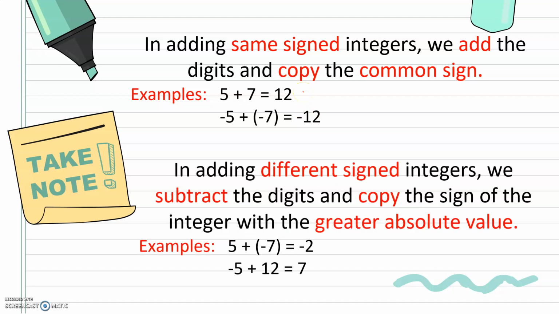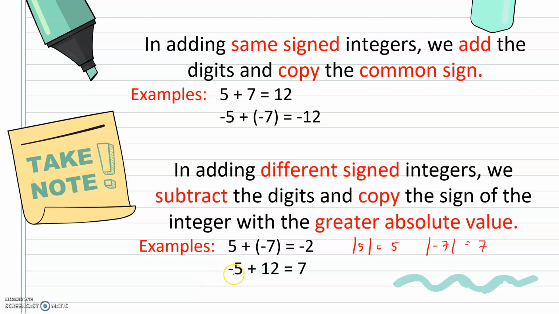On the other hand, if you're adding different signed integers, we subtract the digits and copy the sign of the integer with a greater absolute value. For example, 5 plus negative 7 is equal to a negative 2. Again, since 5 and negative 7 are different signed integers, we subtract the digits. The difference between 5 and 7 is 2. Then, the absolute value of 5 is equal to 5, while the absolute value of negative 7 is equal to 7. Since negative 7 has a greater absolute value, we follow its sign. That's why the sum is a negative integer.